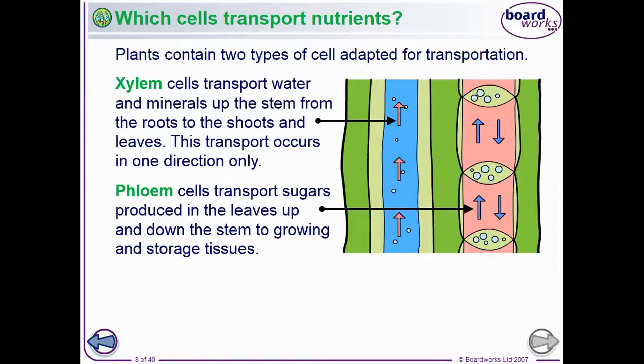As you can recall, you have some plants that store their sugars in their roots, some that store it in their shoot, and other parts of the plant. So that accounts for the bidirectional flow of substances in the phloem and the unidirectional flow of water and minerals in the xylem.